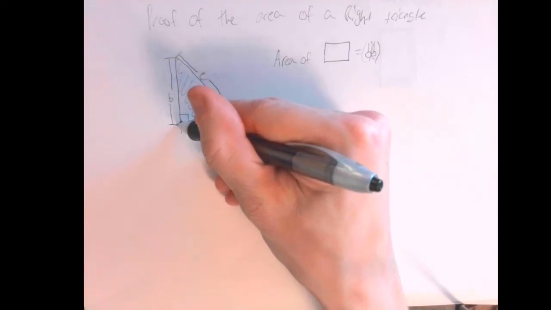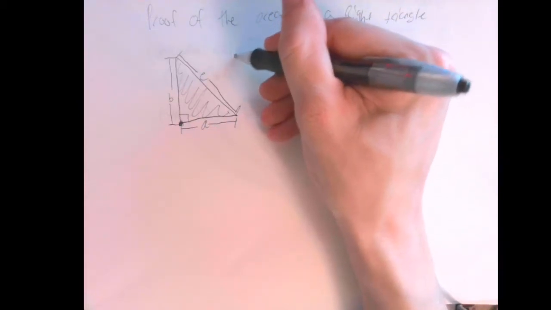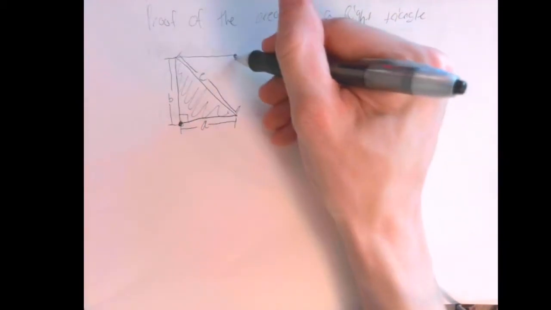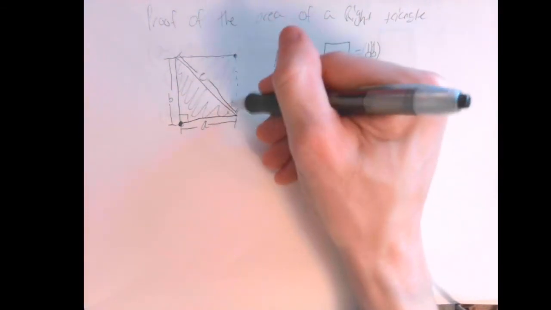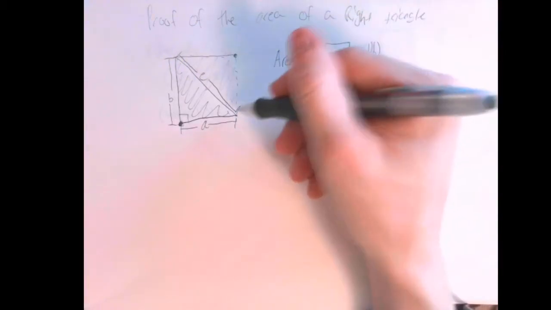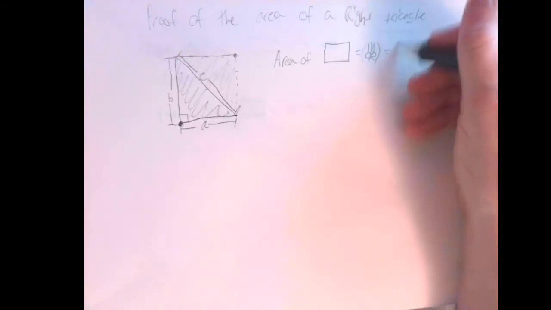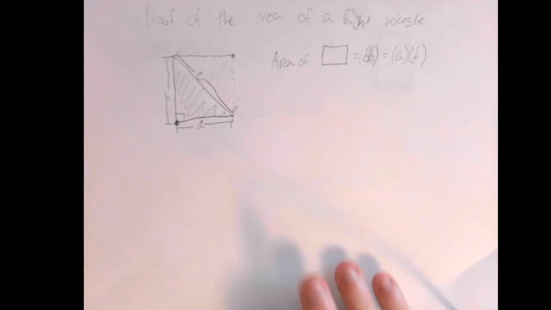Well, what we can do is we can say this is a point, and we can take this and reflect the triangle over the hypotenuse here, and we can make another triangle, a pretend triangle. Now, how do we find the area of this whole thing? Well, it's just base times height, right? So it's just A times B. So in this case, it would be A times B. But that doesn't give us the triangle. It gives us two triangles or a rectangle there.